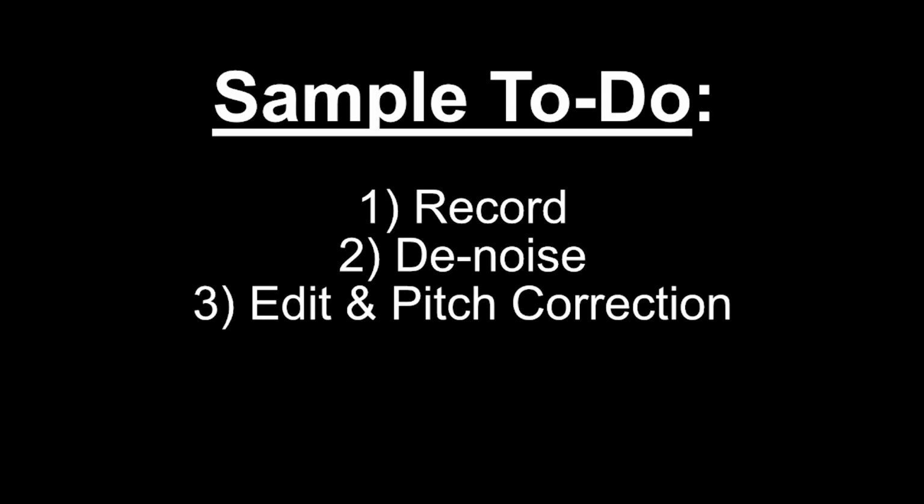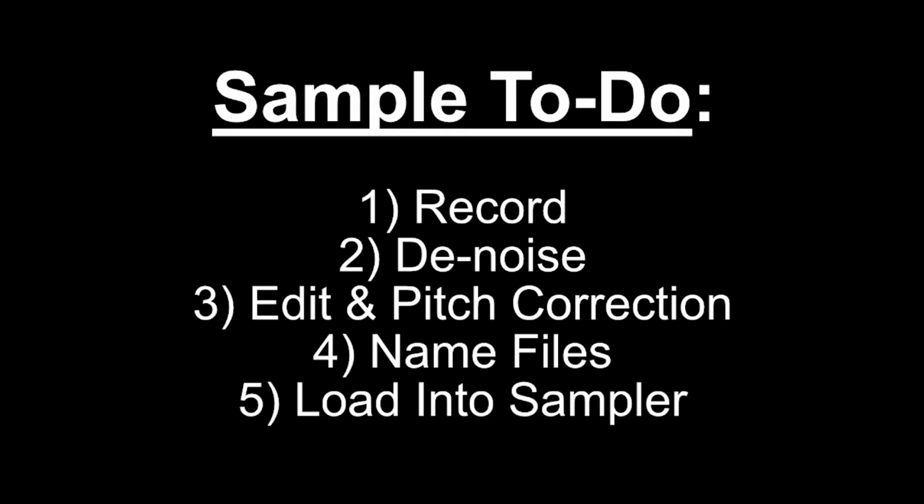Alright, so let's just quickly go through everything we'll need to do to create our instrument. First, obviously, we need to record whatever it is that we're trying to turn into our sound library. Second, we're going to denoise the audio. Third, we're going to chop up and edit the audio, a little bit of pitch correction too, if needed. Fourth, name all of our individual files in a way that makes sense. And finally, we'll take all of our audio files and throw them into a sampler.